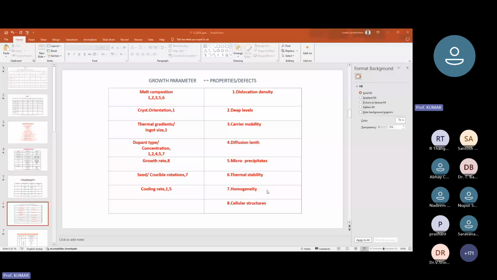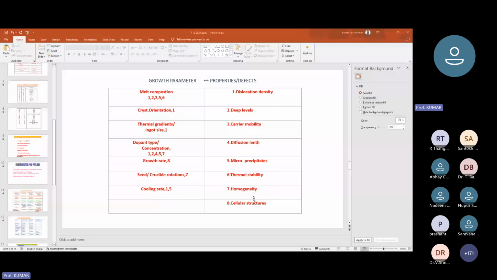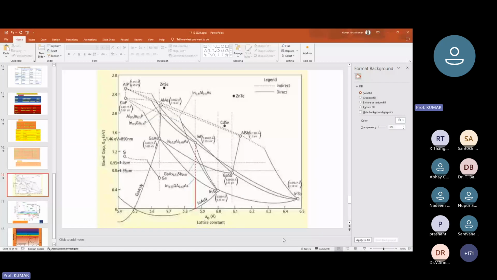Now I stop this talk, more or less, up to the crystal growth aspect. Now I shift to another domain, the fundamentals of semiconductors, for another 10 to 15 minutes, and then I will stop to get your feedback.